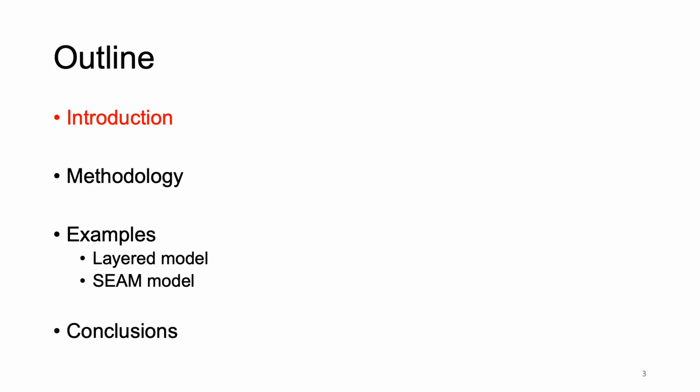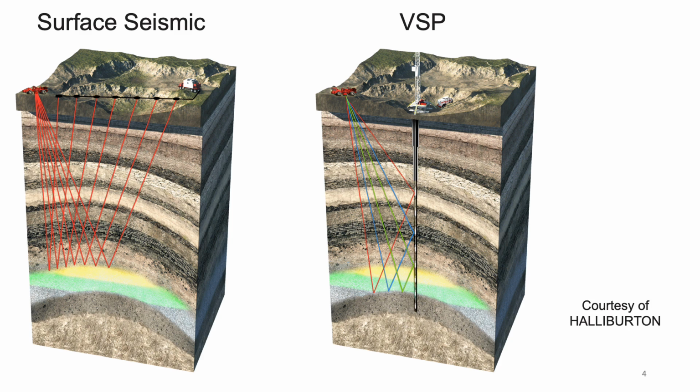Let's first go through the introduction part. I would like to begin with this cartoon illustration of a surface seismic survey and a VSP survey. In a surface seismic survey, both sources and receivers are deployed on the surface. In the VSP survey, the geophones are deployed inside the borehole, while the sources are excited on the surface. From this figure, we can see that the wave path in the VSP survey is much shorter than that in the surface seismic survey. As a result, the VSP data have less attenuation than the surface seismic data. Thus, higher resolution images can be expected from VSP data.